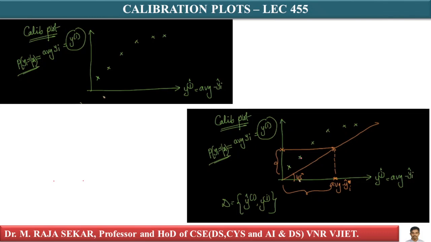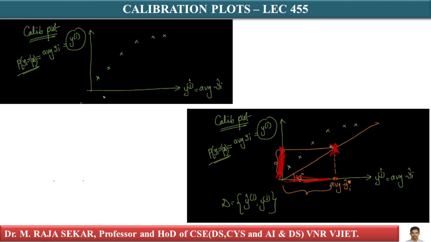If a point lies here, what does it mean? It means the average of yi cap that the model gives, and this length, must be equal to this length, isn't it? The average of yi cap that the model gave is the same as this length. That's what this means, isn't it?